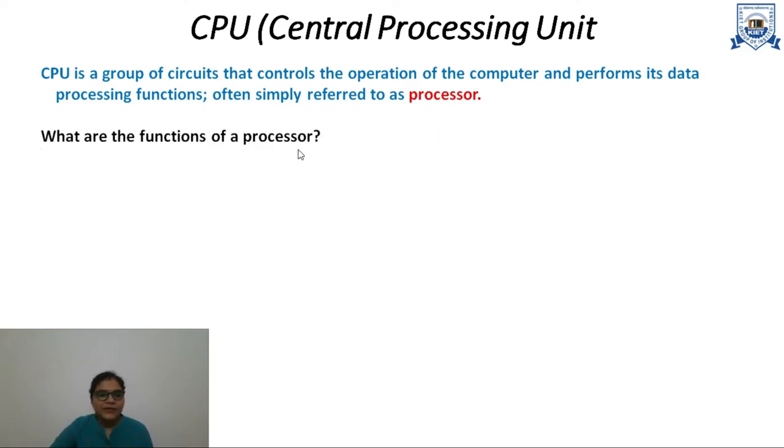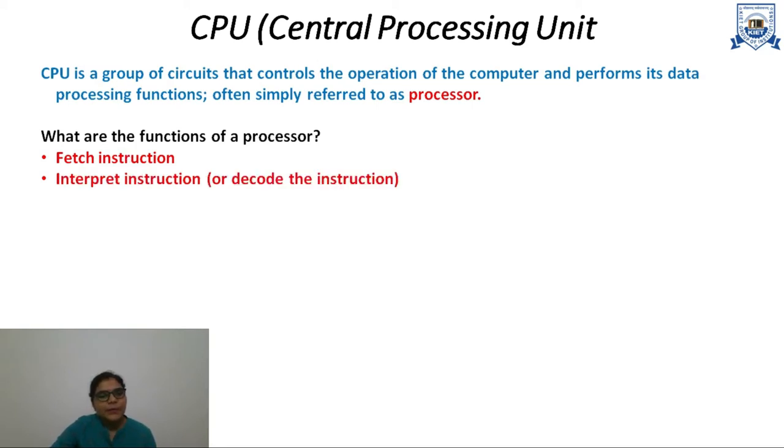Now, what are the functions of a processor? The processor processes the data. And how does it process the data? It processes the data according to the instruction. So, where does it get instructions from? The instructions are stored in memory. So, the processor will always ask for instructions from the memory. So the first function of the processor is fetch instruction. It will fetch the instruction from memory.